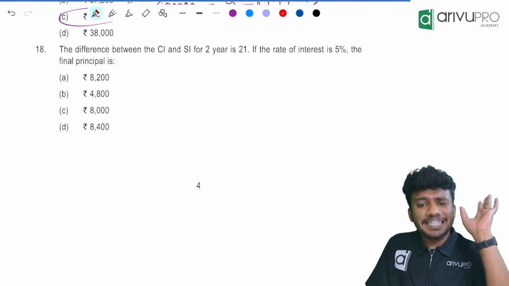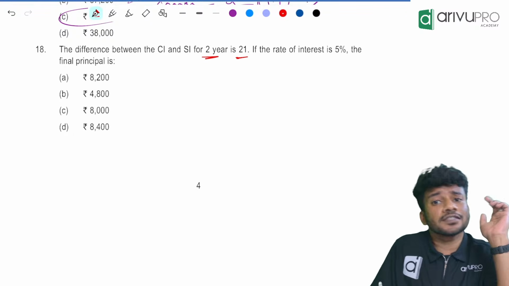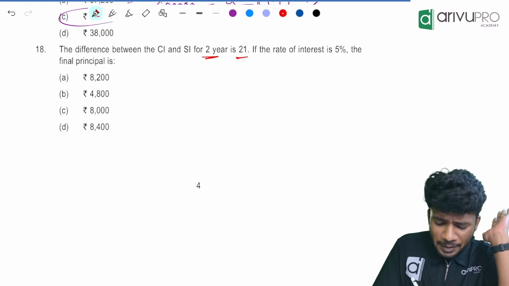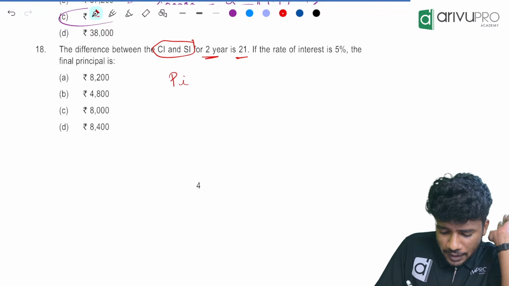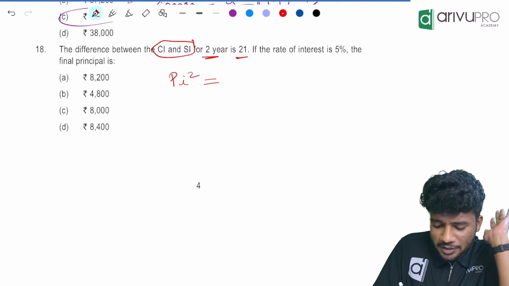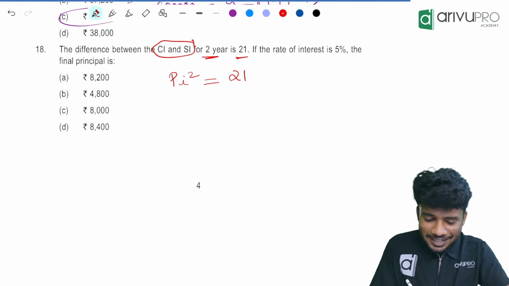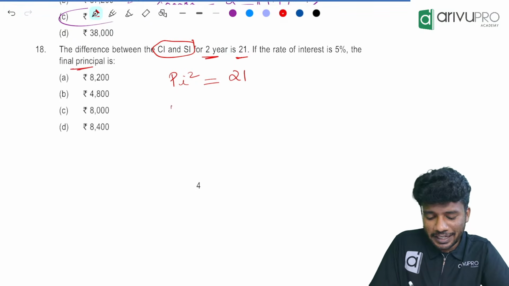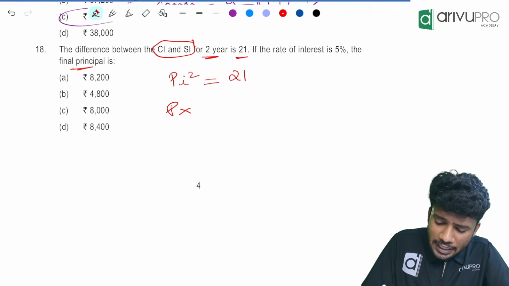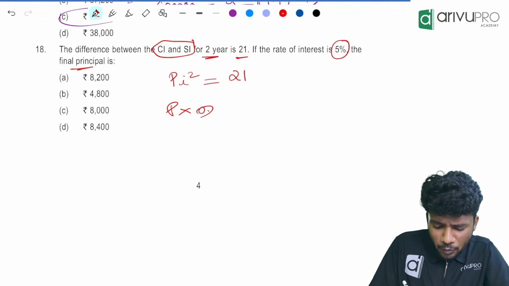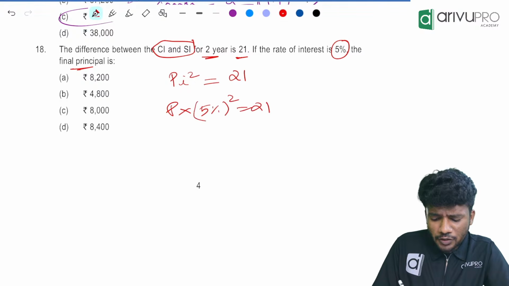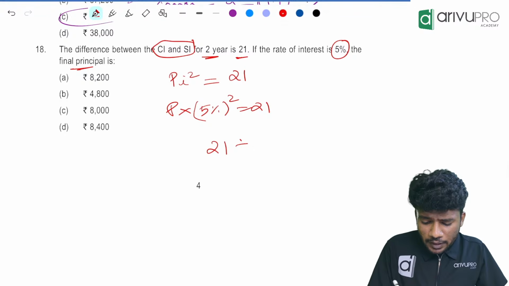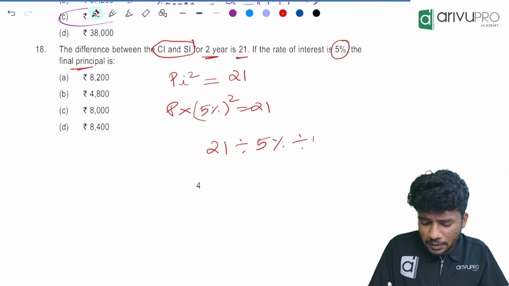The difference between CI and SI for 2 years is 21. People, the difference between CI and SI for 2 years is always P I square, which is equal to 21 as per the question. Direct answer. We need to find the principal. Very easy. P into, instead of I, you will put 5% square, which is equal to 21. So in the calculator you can type 21 divided by 5% divided by 5%.